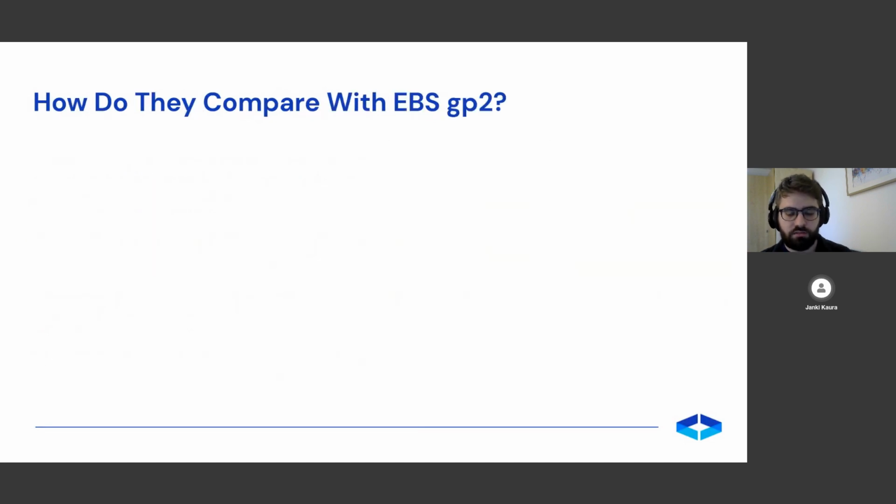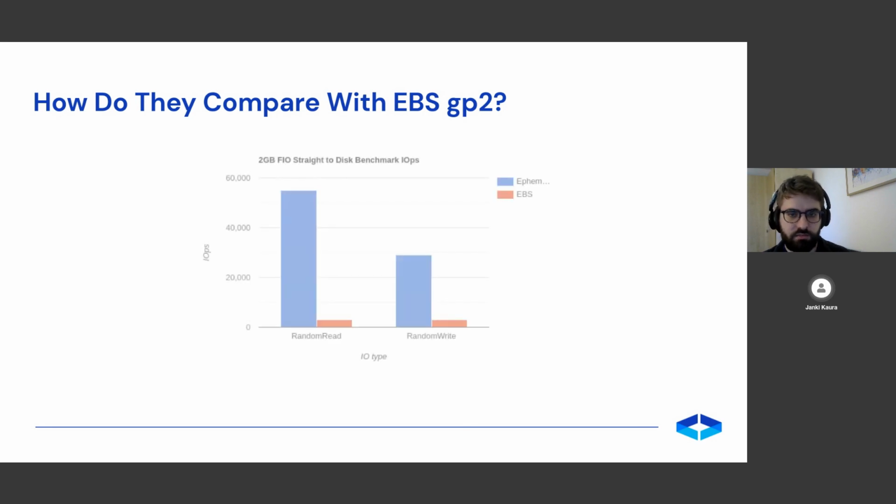Okay, that's great. We have very fast block storage with those EC2 instances, but how much faster is that actually? So I have this graph that I'm going to show you, which is comparing it with EBS GP2. Both are 150 gigabyte block devices. One is EBS, and the other one is from an Ephemeral instance.